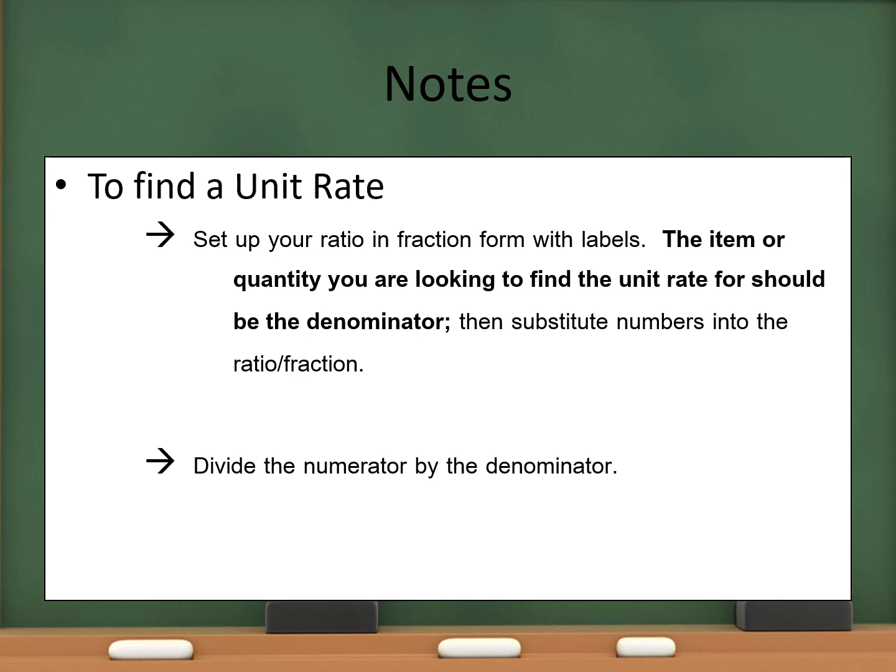To find the unit rate, what do we do? Set up your ratio in fraction form from the labels. The item or quantity you are looking to find the unit rate for should be the denominator. So if I want the unit, that unit should be in the denominator. Here the unit is seconds. So for 1 second, how many meters?